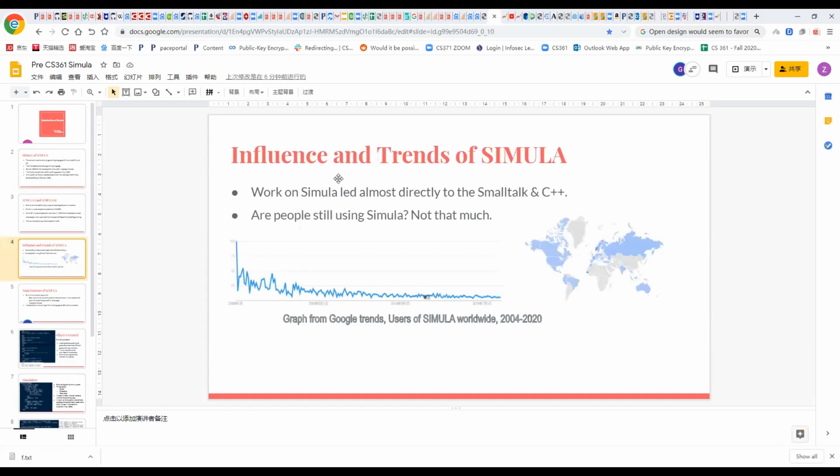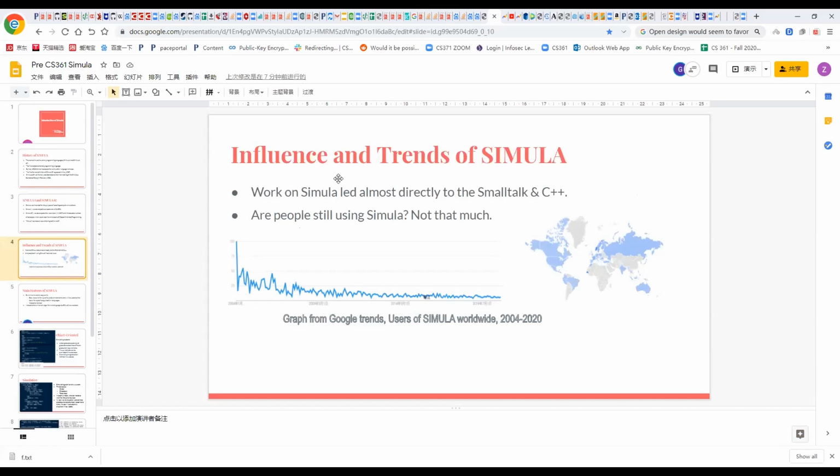Influence and legacy of Simula. Work on Simula led almost directly to the Smalltalk language, which went further in defining object-oriented concepts. C++, perhaps the most important language for system programming, was inspired by Simula.